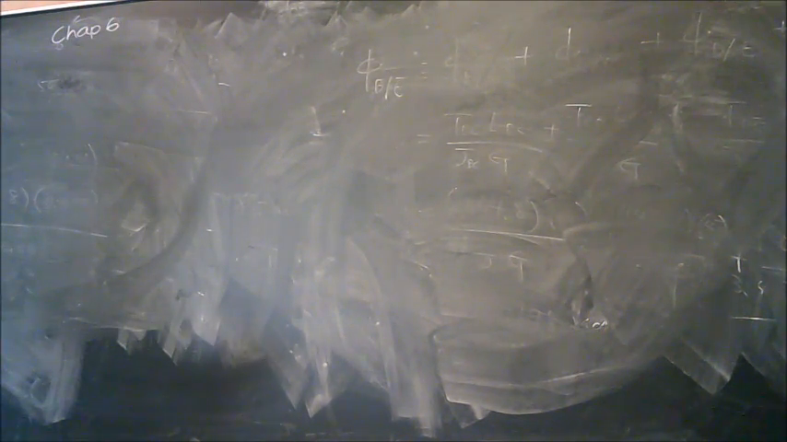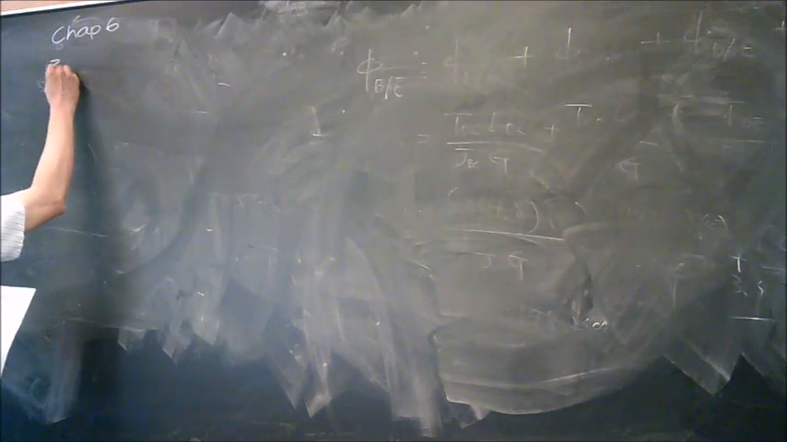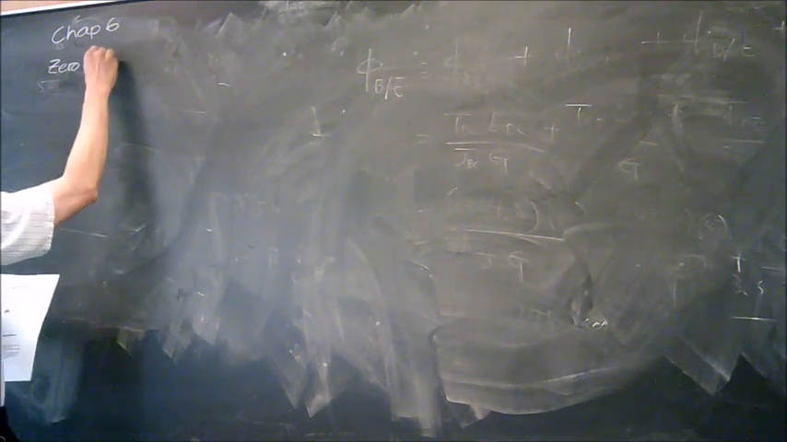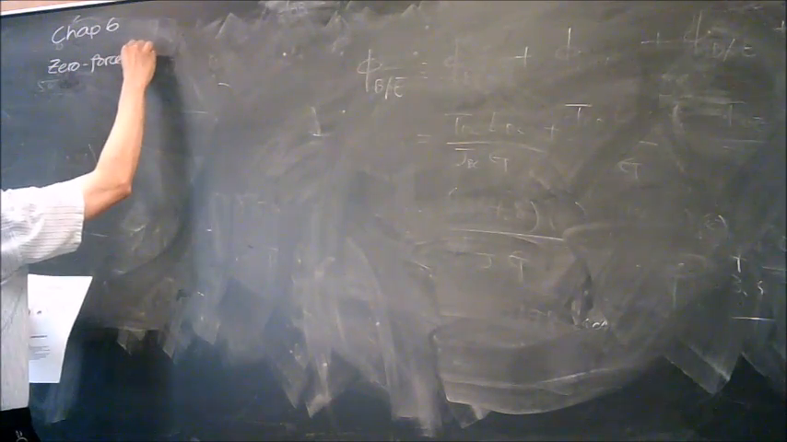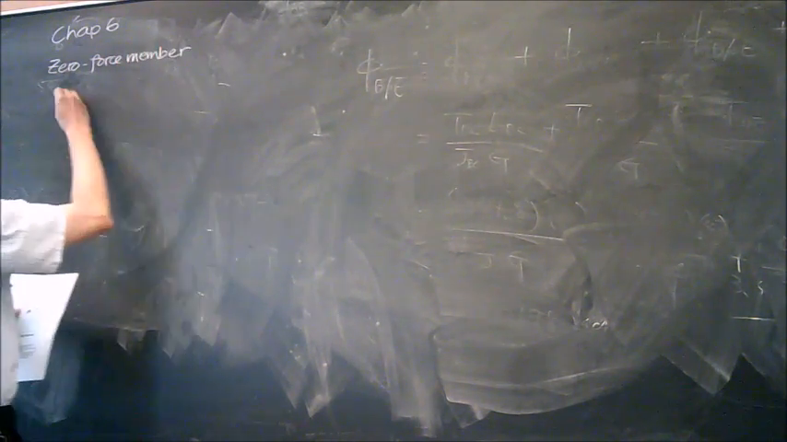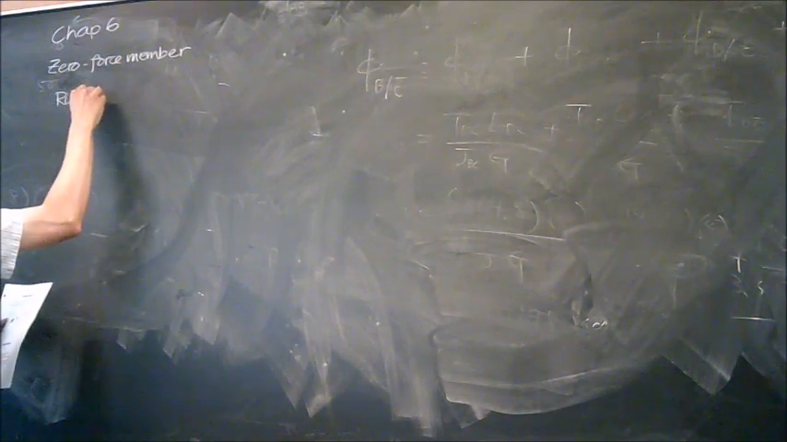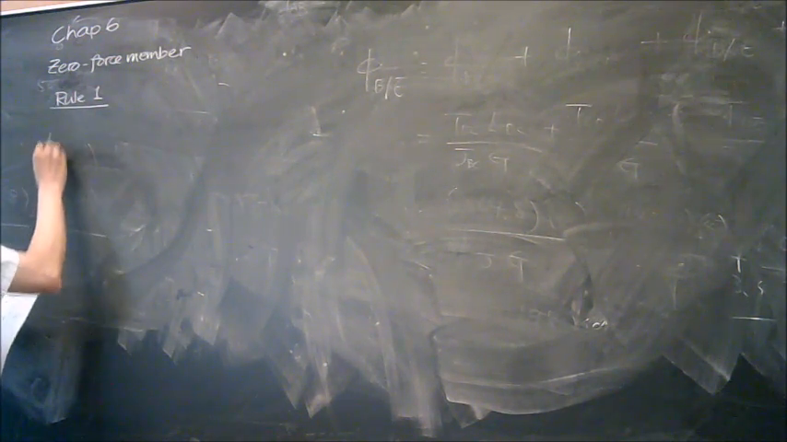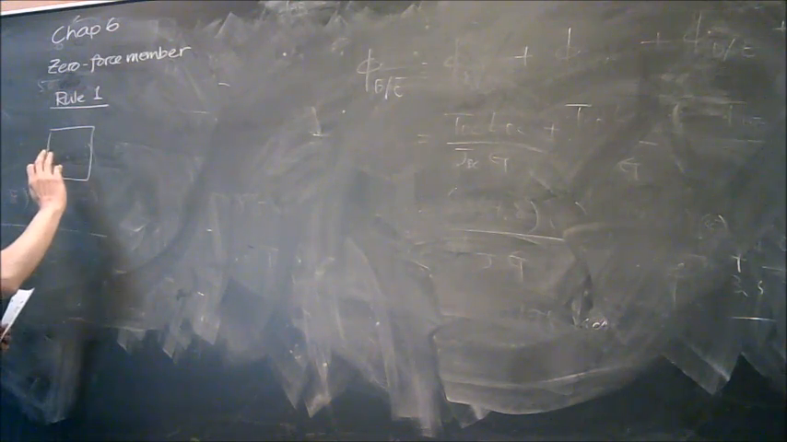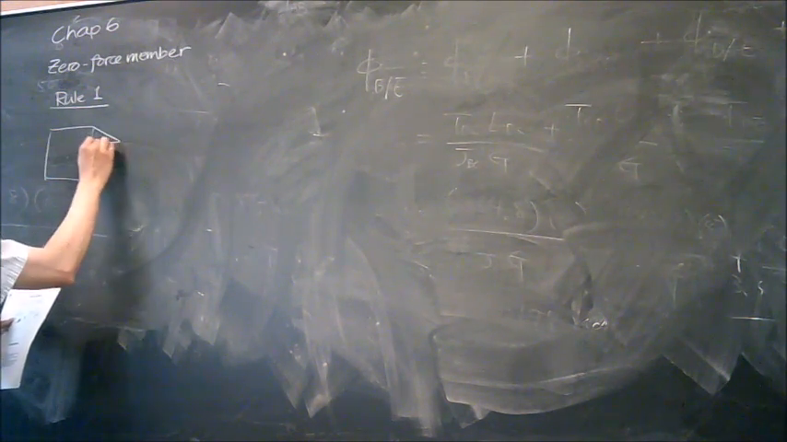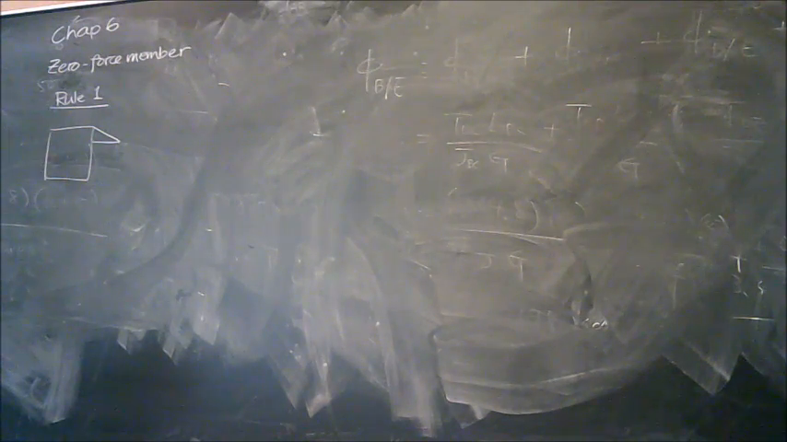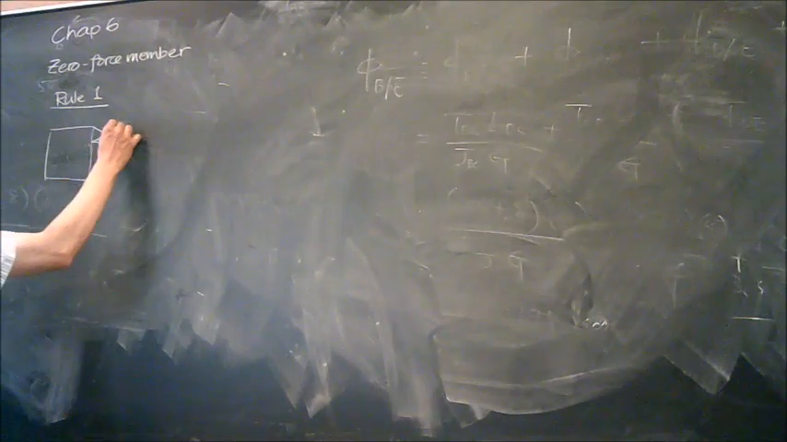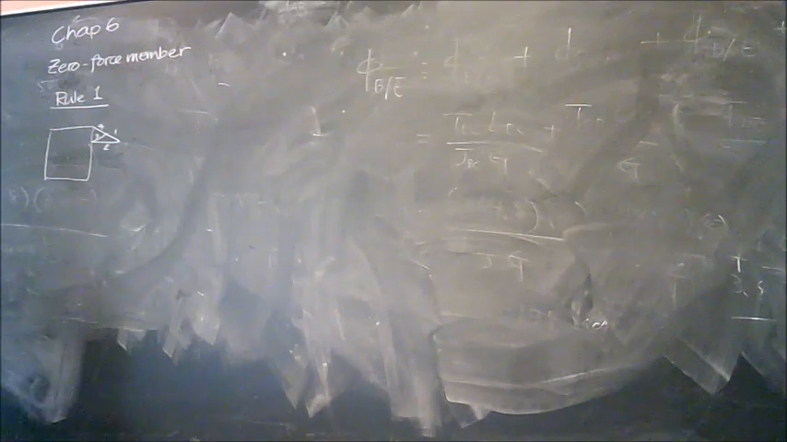But before we move on, I still want to emphasize something before you forget, which is zero force members. There are two rules. Rule 1. If you have a structure, I don't care what's inside, and you have something sticking out, something like this, and there is no external force applied to it, you might have something like this. Can you identify all the zero force members over here?